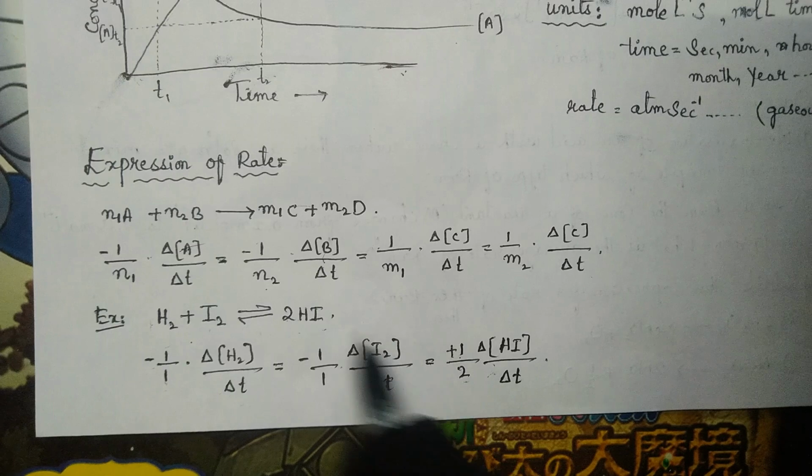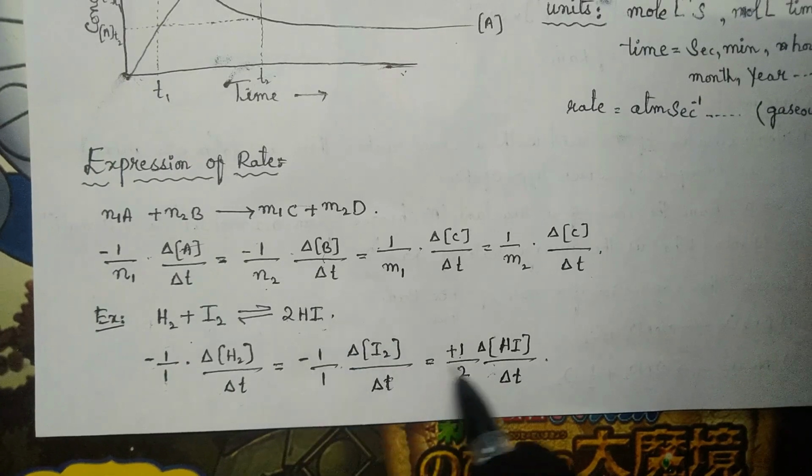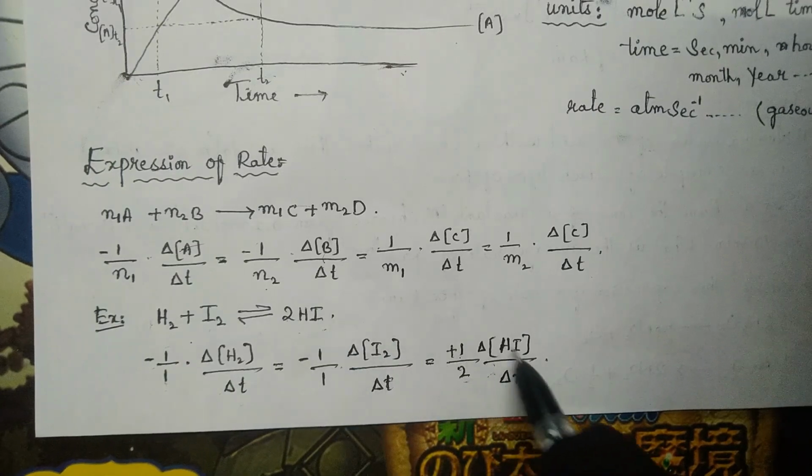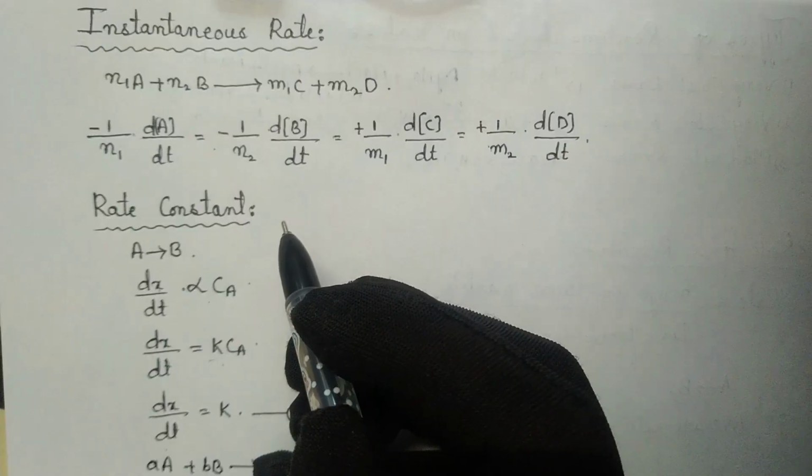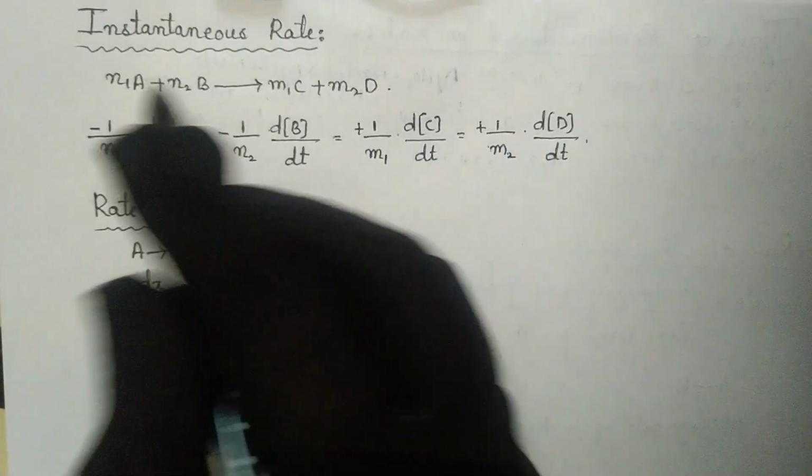Why we are writing plus? Because HI is product, so that's why plus 1 by 2 into delta of concentration of HI by delta T. Okay, so now let us discuss the expression for instantaneous rate.